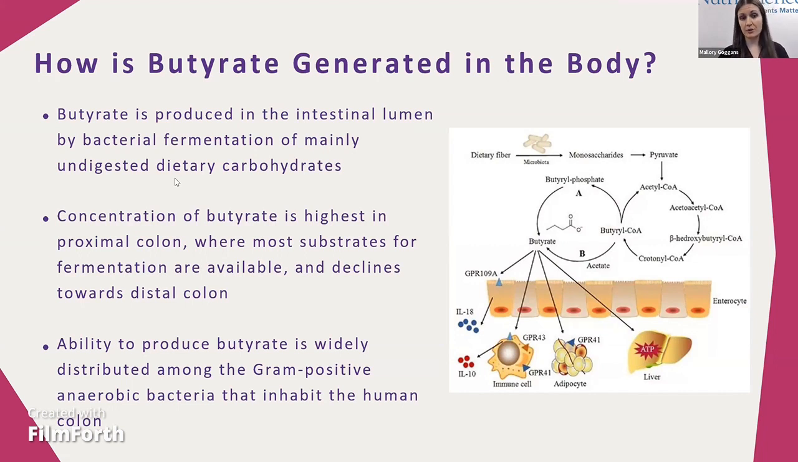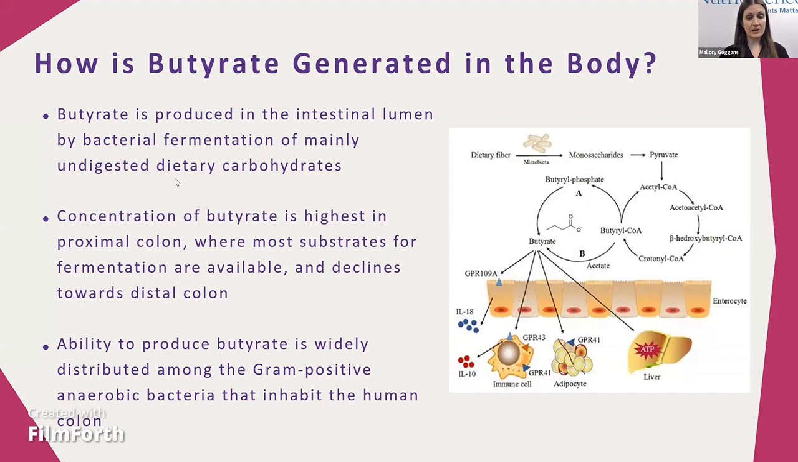The concentration of butyrate is the highest in the proximal colon, which is the beginning of the colon, the part that connects to the small intestine, where there is the most of the substrates available for fermentation. Then as the digestive material moves through the colon, there is a lower concentration of the substrates, so naturally a lower concentration of the fermentation products.